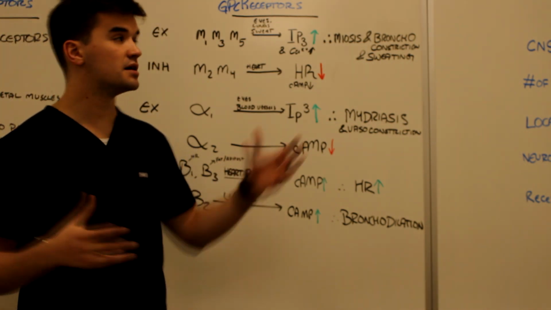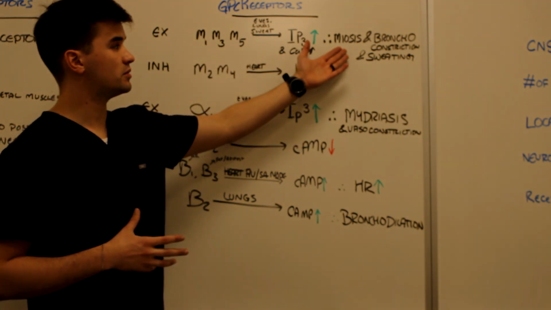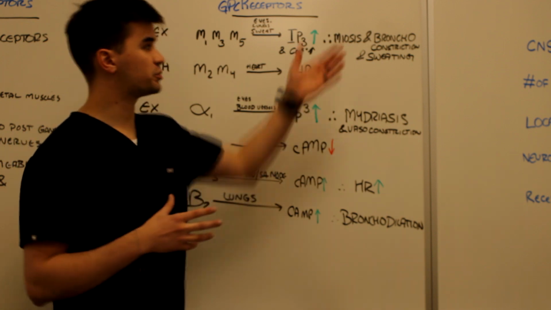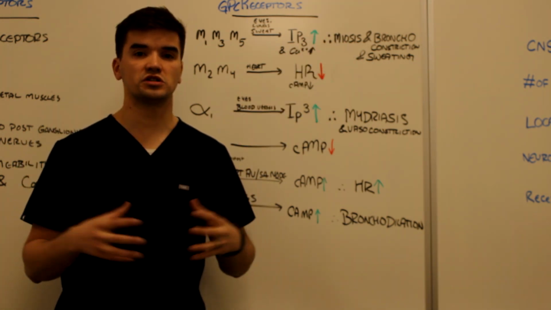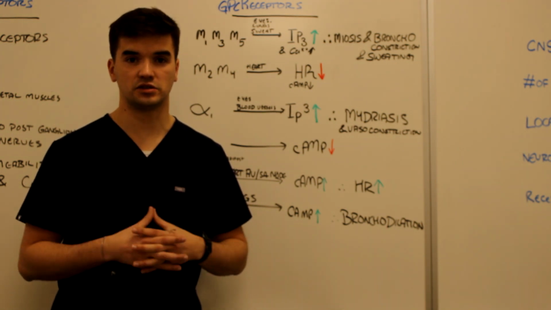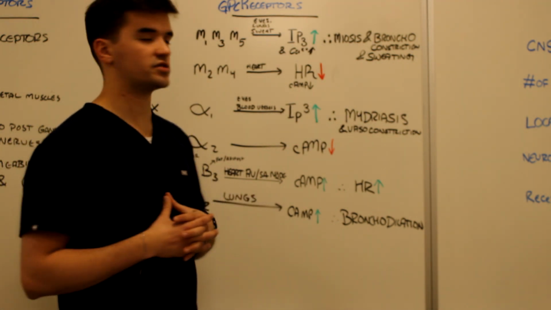How does this affect the body? Well, M1, 3, and 5 have the ability to cause miosis, or pupillary constriction, as well as bronchoconstriction, which is the constriction of our bronchioles in our lungs, causing us to not have to breathe as much. It also helps with sweating. We'll go into each of these in just a little bit.